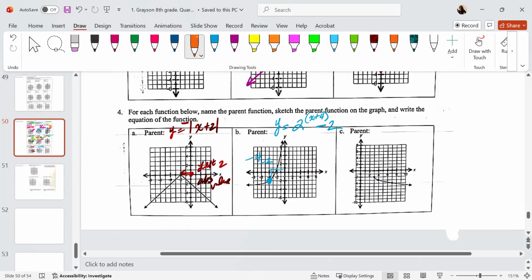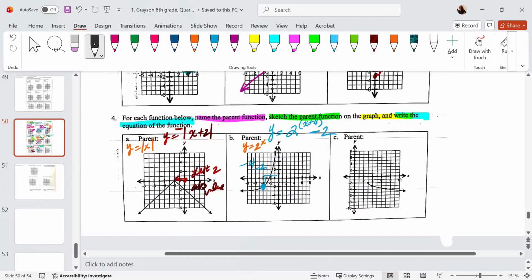The parent function is just y equals 2 to the x. This parent function is y equals absolute value of x. You have to do the parent function. So look over here. It says name the parent function, sketch the parent function, and then graph. And then there's 4 things. Do you see how there's 4 things there? Did you do all 4 of them? Because if you didn't, you just lost all the points for that. There's 4 things. Do you understand that?